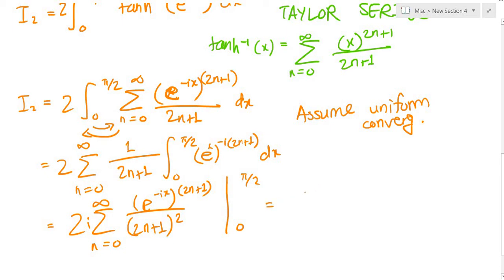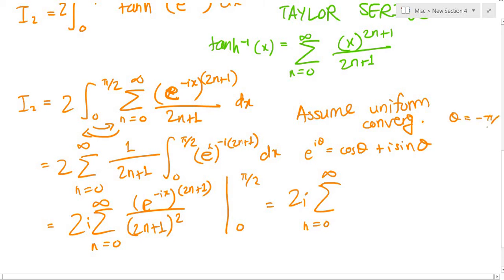So now we basically have 2i times the sum from n equals 0 to infinity. When we plug in pi over 2, we have e raised to negative i times pi over 2. And why don't we use Euler's identity again. So e raised to i theta is cosine theta plus i times sine of theta. So for theta equals negative pi over 2, we have exactly what we obtain when we plug in pi over 2 over here.